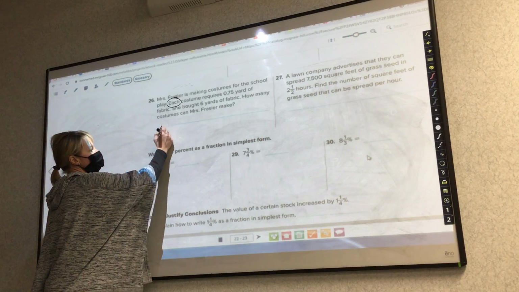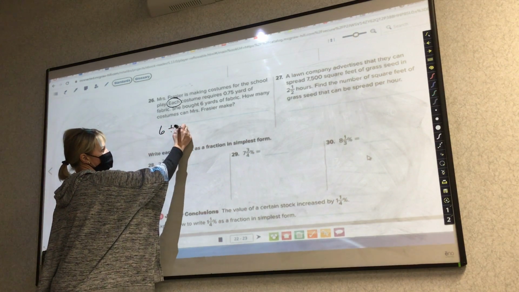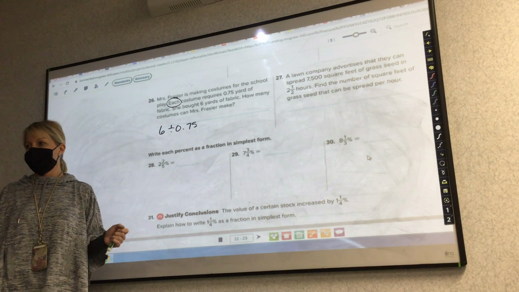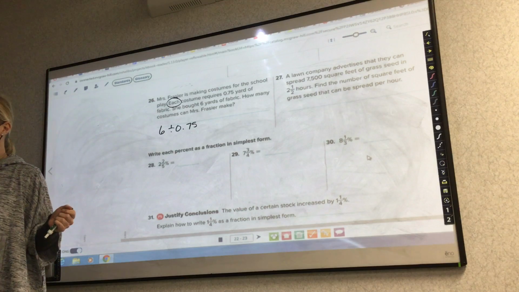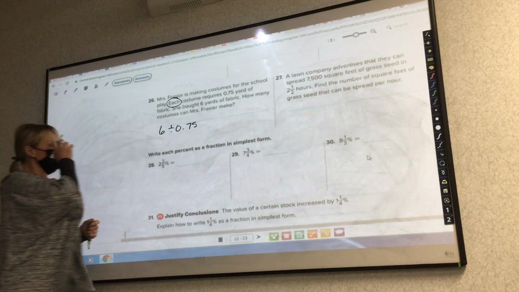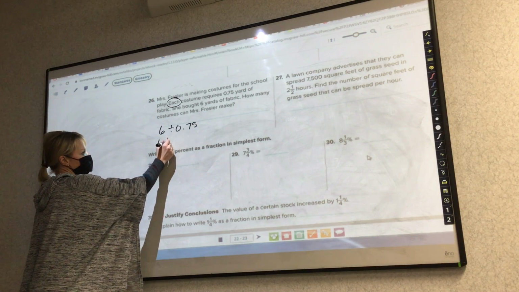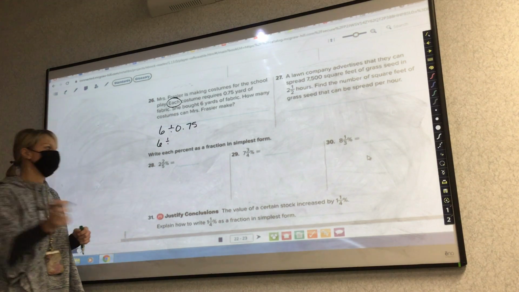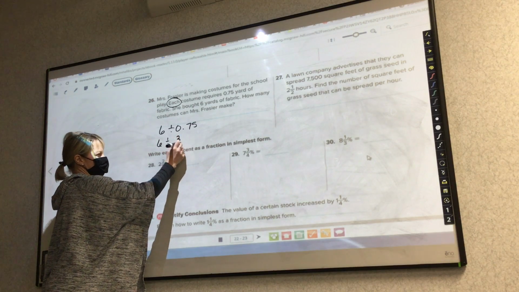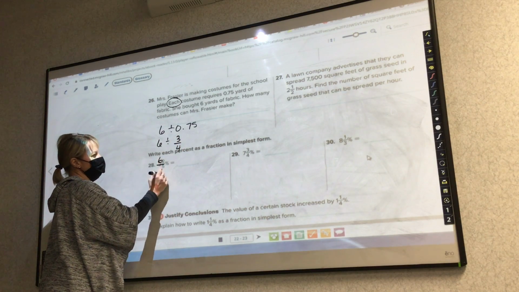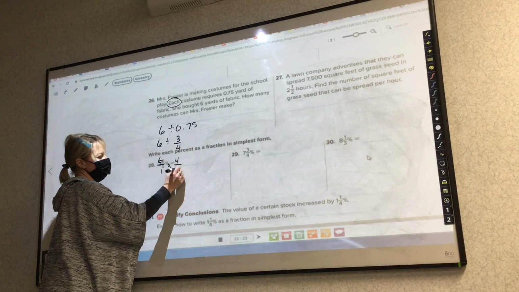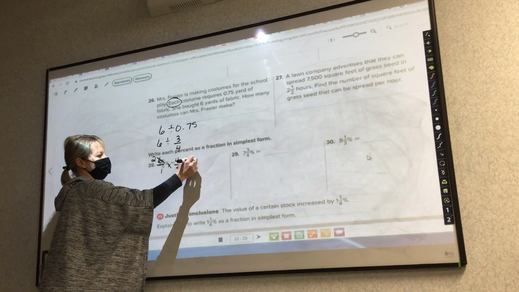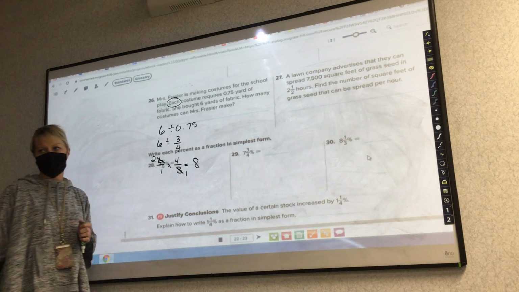So I have 6 yards divided by 0.75, or I can write this, because in this lesson it was about complex fractions, as 6 divided by, and I should know what 75 hundredths is as a fraction: 3/4. So then it's keep, change, reciprocal, reduced by 3, and I get 8.